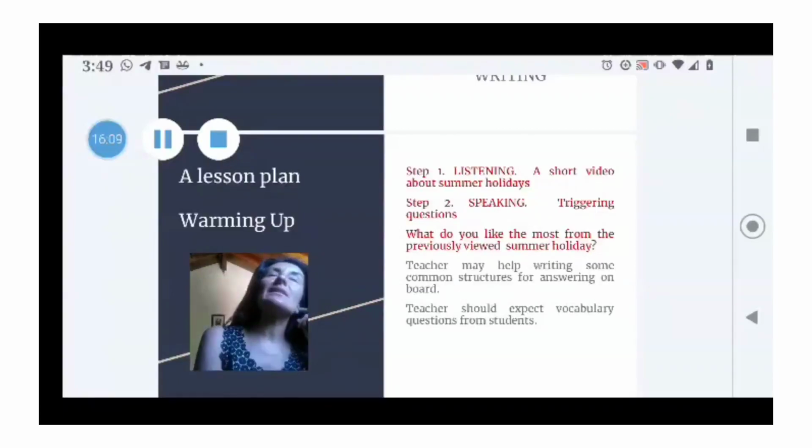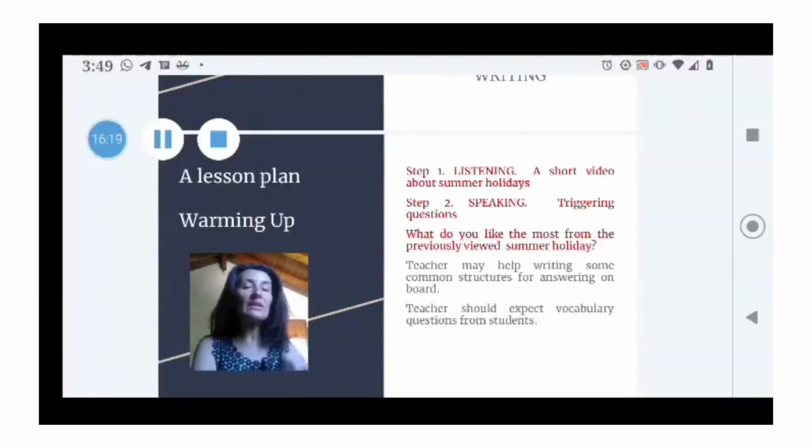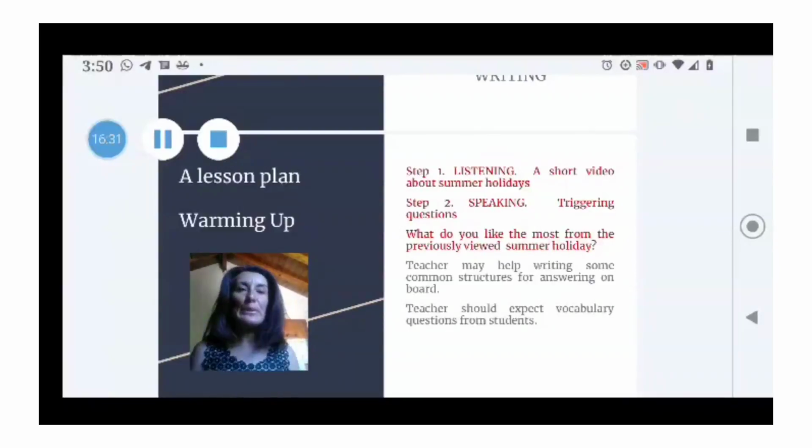Well, in this lesson plan for holidays and past tense, we are going to start our warming up with a listening activity. And the idea is to show a short video about summer holidays. This will be a prompt, a trigger.